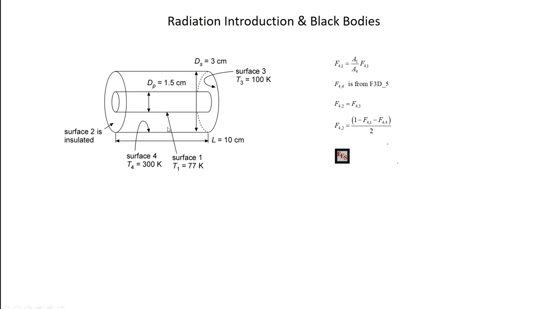So I already have F14, which means that F41 I get kind of for free. I can use reciprocity, right? So that's what this is. F4 to 1 is A1 F14 divided by A4. So I still got to get F4 to 2 and F4 to 3. Those two have to be equal, right? So this to here and this to here. And then actually I got to get F4 to 4 because that's not 0, right? Surface 4 can see itself.